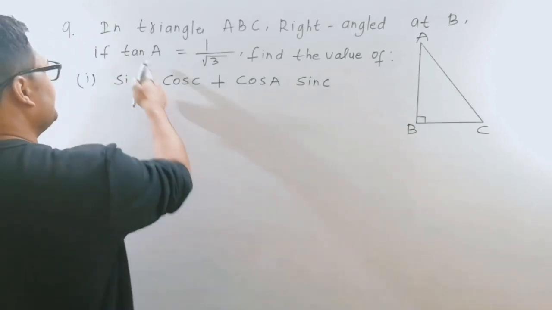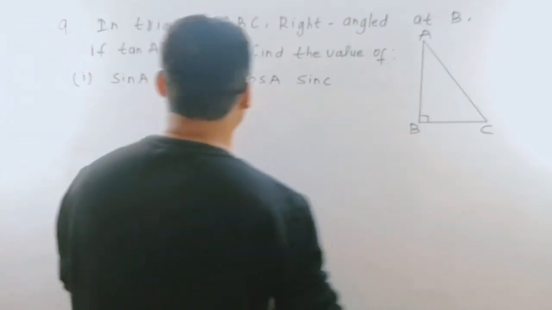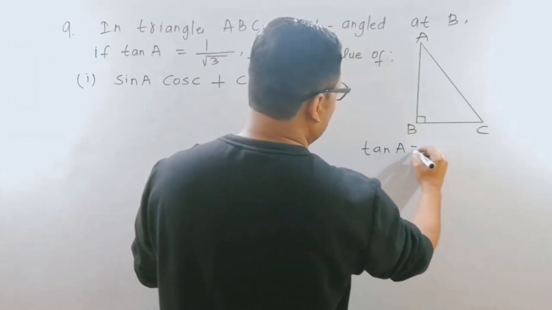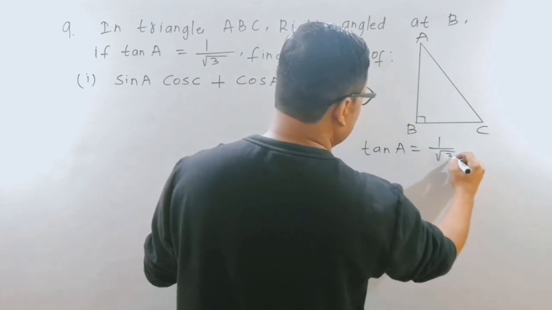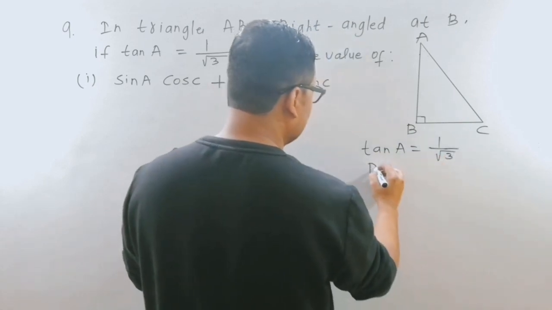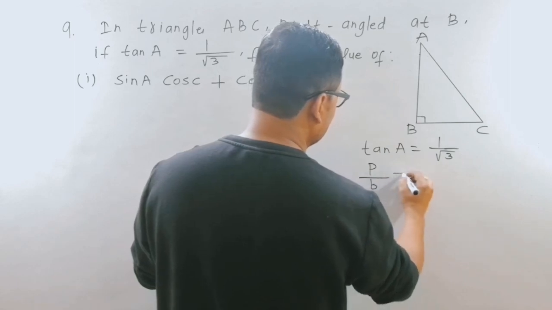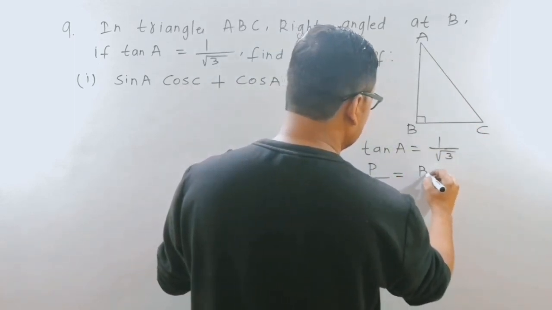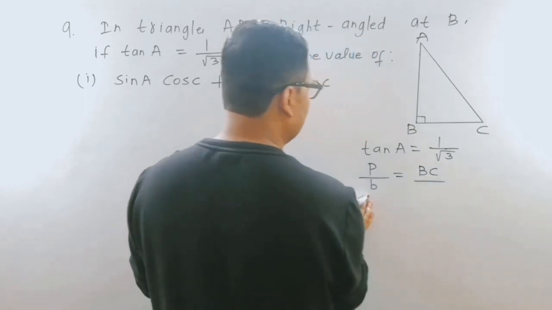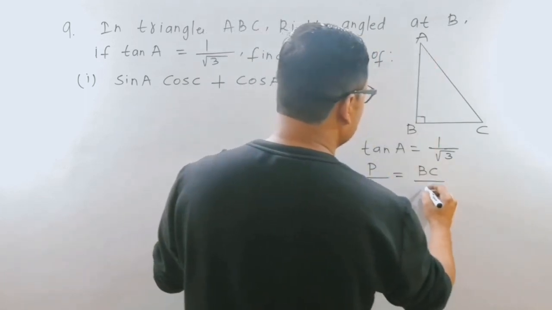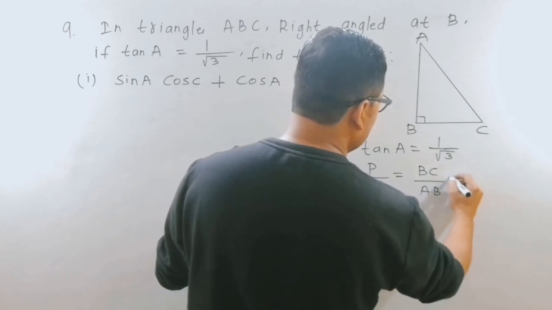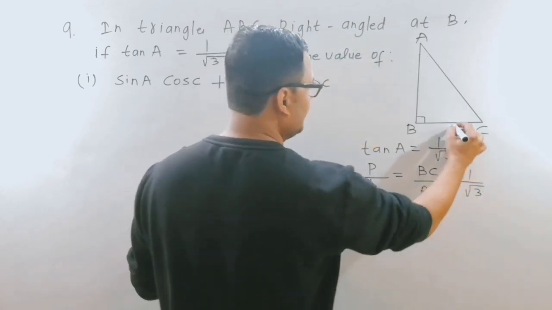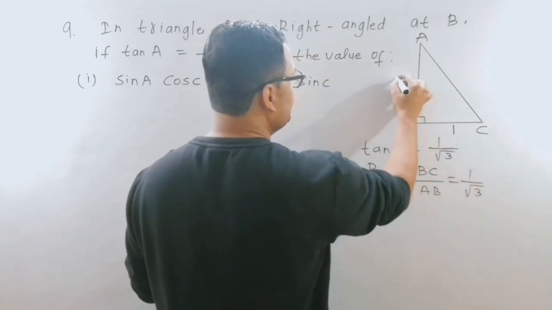First of all, what is given? Tan A equals 1 by root 3. Tan A equals P by B. So for this angle A, perpendicular is BC and base is AB. So BC by AB equals 1 by root 3. It means BC equals 1 and AB is root 3.